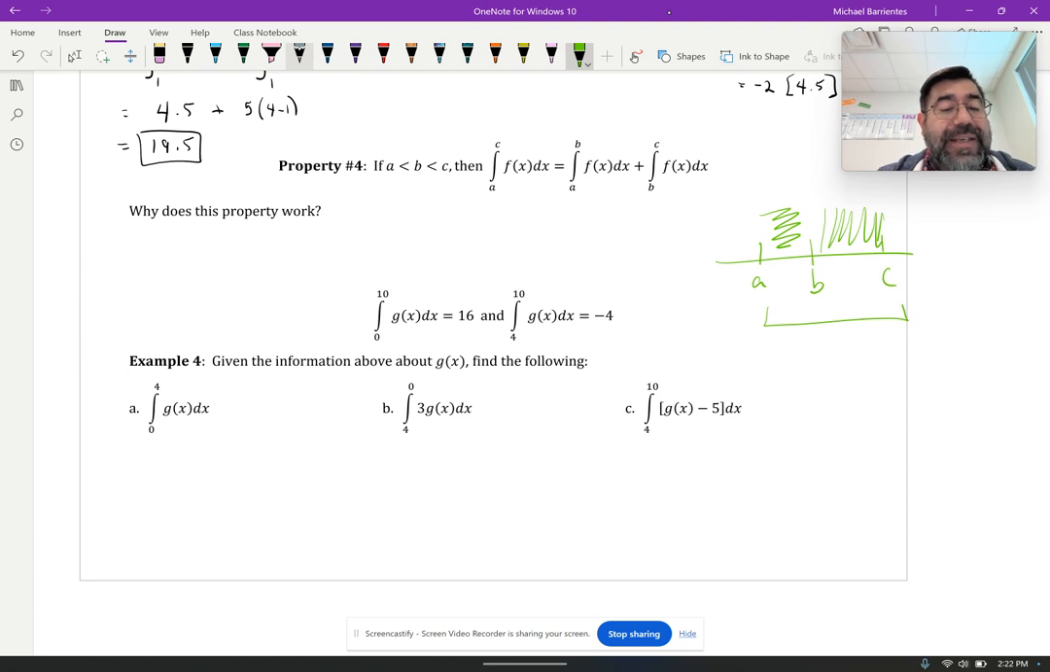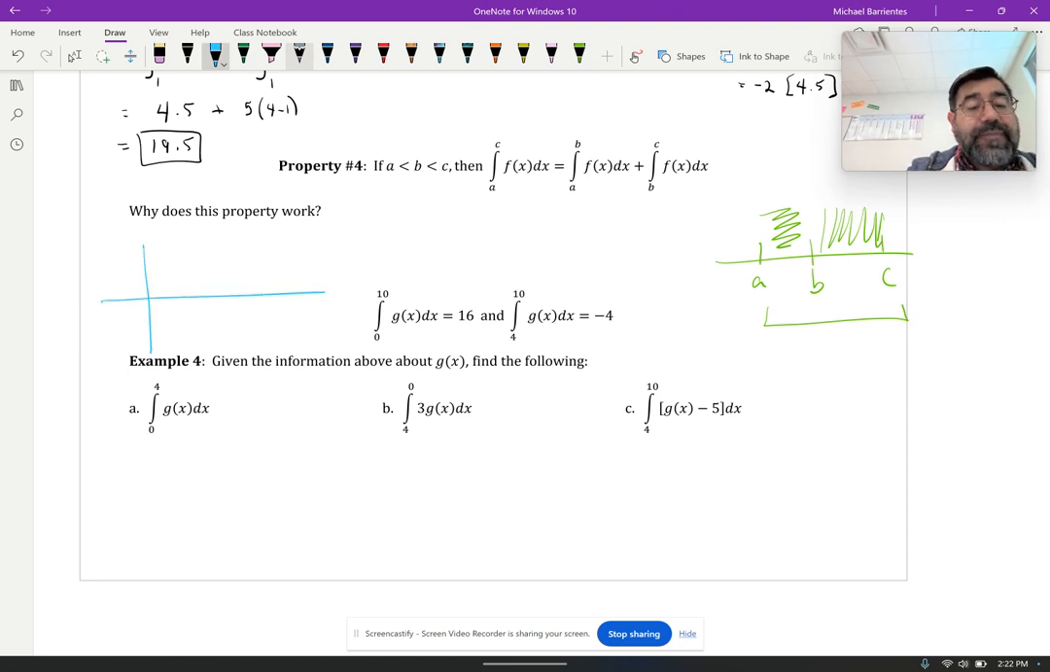Can you find these integrals given the information about the integrals from 0 to 10 and from 4 to 10? Okay. Can you find the integral from 0 to 4? Well, let's visualize what's going on here. From 0 to 10, my integral is 16. What does the function look like? I have no idea what the function looks like, but it's 16. And I know from 4 to 10, it's negative 4, right?